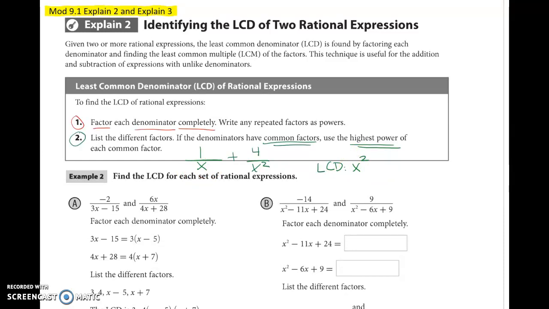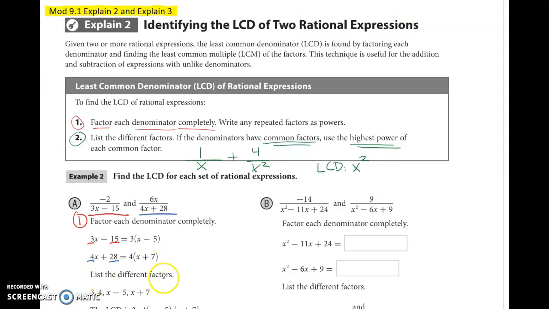Now we're going to use this in example 2 here, and it says to find the LCD for each set of rational expressions. And so part A they've worked out for us, where step 1 is to factor each denominator completely. And so this first denominator here, they took out a 3 from each of these. That was our common factor there, and they factored it. For this second denominator here, we have 4x plus 28, and they took out a 4 because there's a 4 in common between 4 and 28, and they factored it there.